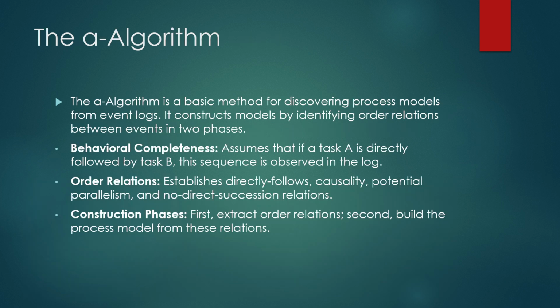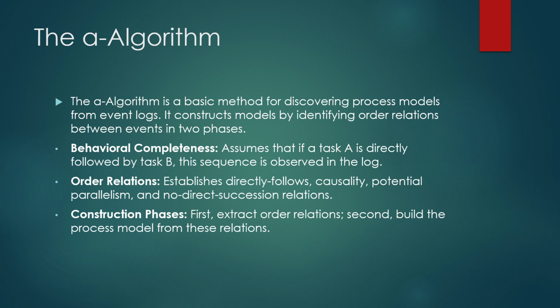Now we understand the alpha algorithm. The alpha algorithm discovers process models from event logs by identifying order relations between events. For example, applying the algorithm to an event log from a loan approval process to create a model showing the sequence of approval steps.